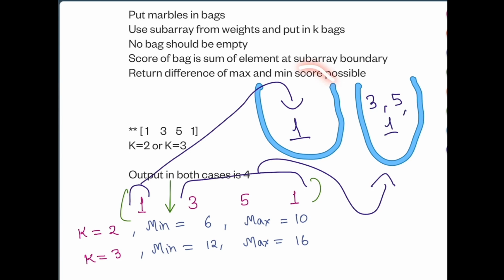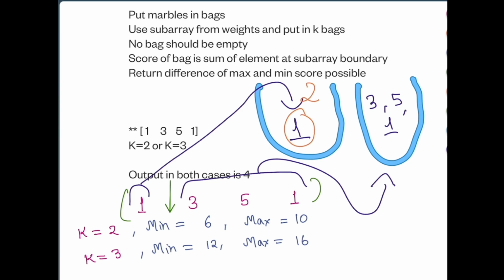Now what are the scores of these bags at this time? For the first one, the score is going to be 2, and the reason is we have a one element subarray. So the left boundary and the right boundary both are 1. So the sum of left boundary plus right boundary, 1 plus 1 is equal to 2. So the score of this particular bag is going to be 2.